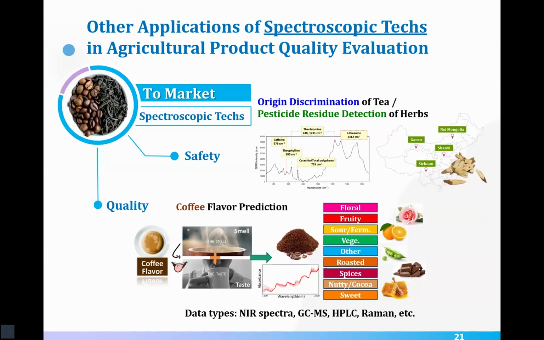So basically, I have introduced all the cases, and then I would like to mention image processing. We are not only using spectroscopy techniques but also AI methods for image processing. We also use that for food processing and for agricultural product quality, such as origin discrimination and flavor prediction. But with limited time, I won't introduce it today.